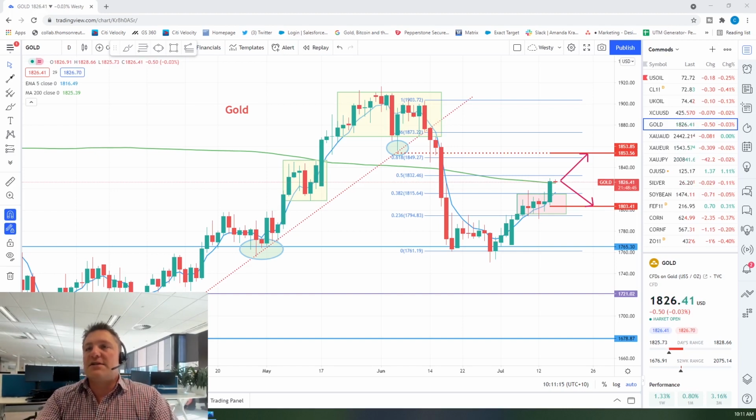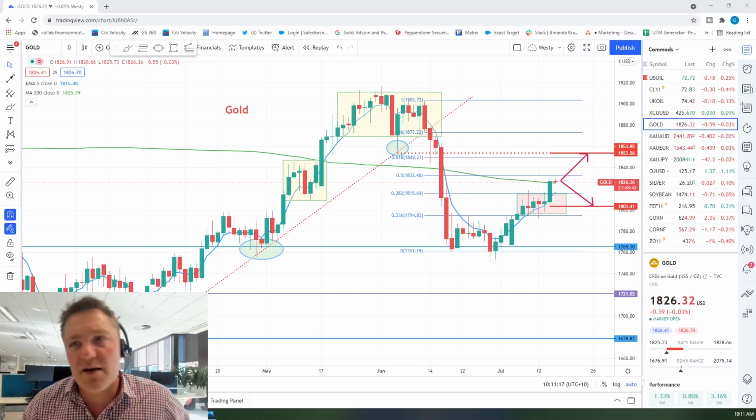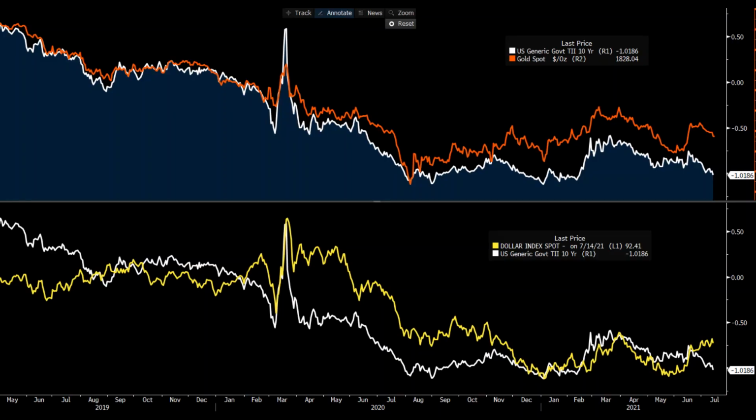Now, what I like is this chart here. I use this as a basic model. Now, the correlation between the two has broken down a little bit, but if you look at the top pane, you can see the white line is the 10-year inflation-adjusted real yield of the US Treasury. So when we look at inflation expectations and we subtract that from the nominal US 10-year Treasury, we get a situation where that's now at negative 101 basis points.